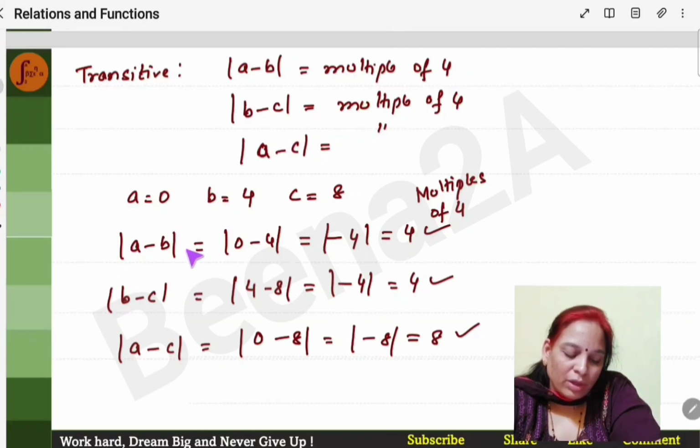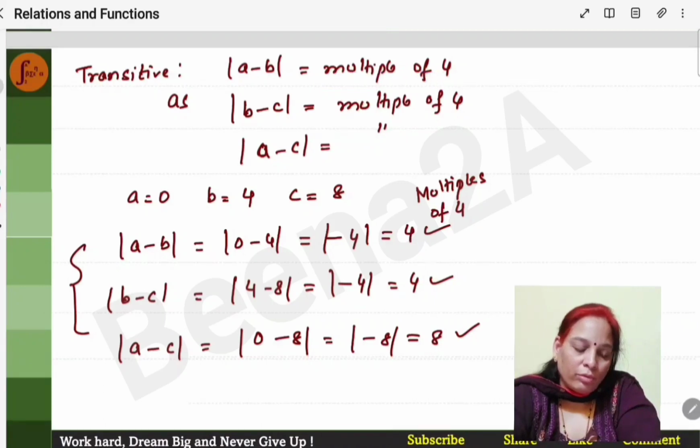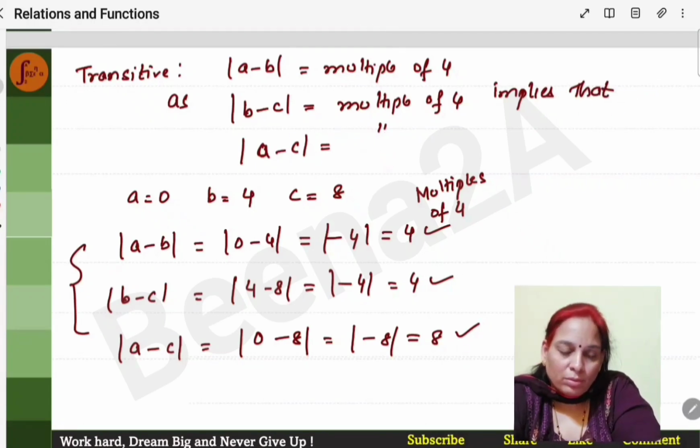So it's always true. Whenever you see that a minus b and b minus c are multiples of some number, a minus c also will be a multiple of that same number, right? It's always true. So therefore it is transitive. So you can write R is transitive as modulus of a minus b is a multiple of 4 and modulus of b minus c is a multiple of 4 implies that modulus of a minus c is also a multiple of 4.